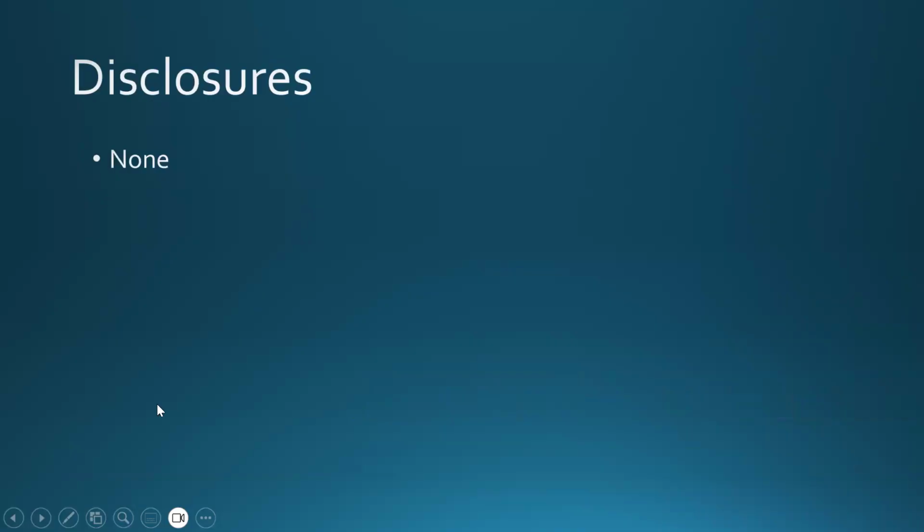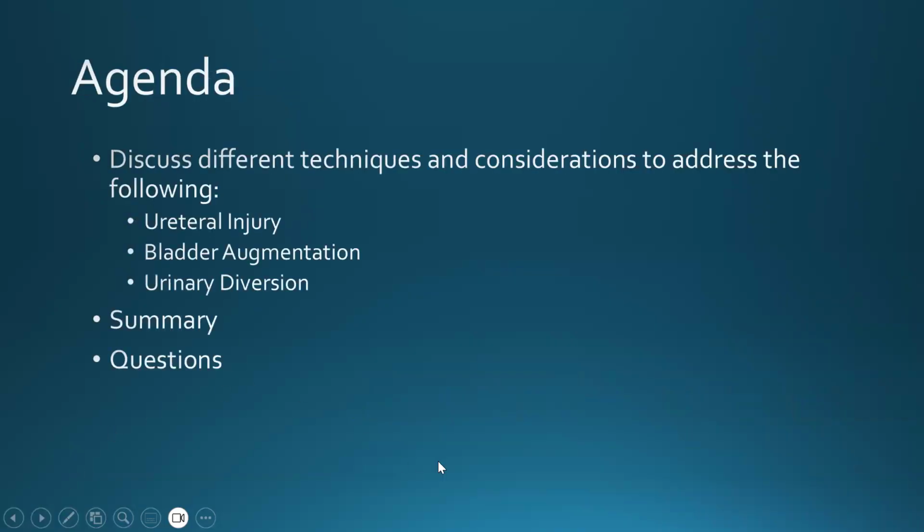Before we get started, I don't have any disclosures. And this is going to be our agenda. We're going to discuss different techniques and considerations to address the following aspects of reconstructive urology: ureteral injury, bladder augmentation, and urinary diversion. We'll have a little summary at the end, and hopefully we'll have some time for some questions and some discussion.